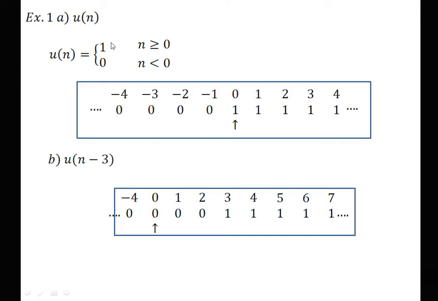Now u of n is nothing but the unit step signal whose value is 1 when n is greater than or equal to 0, and on the negative side it is 0. So we can represent the signal like this. This is 0, 1, 2, 3, 4. They are the locations of the points, that is the value of n, and this is nothing but x of n. So this is u of n.